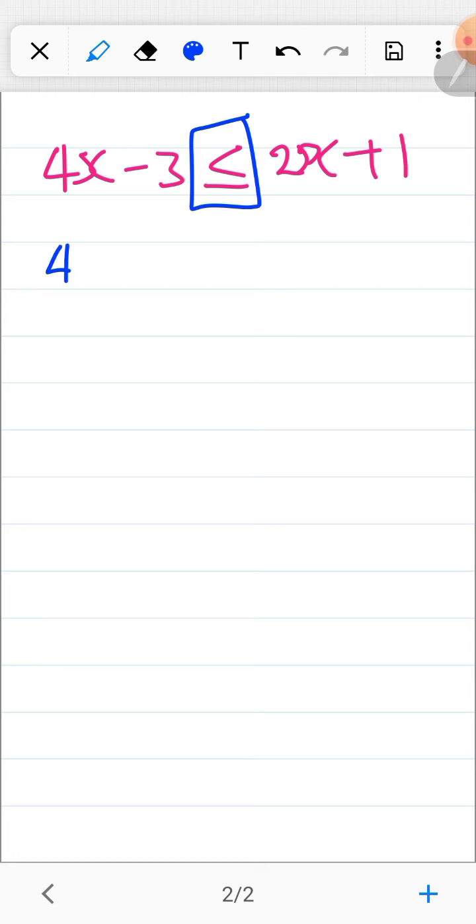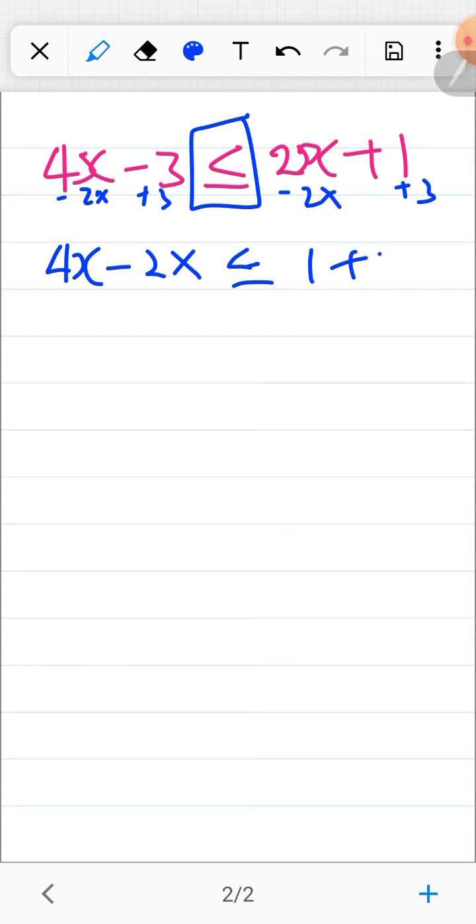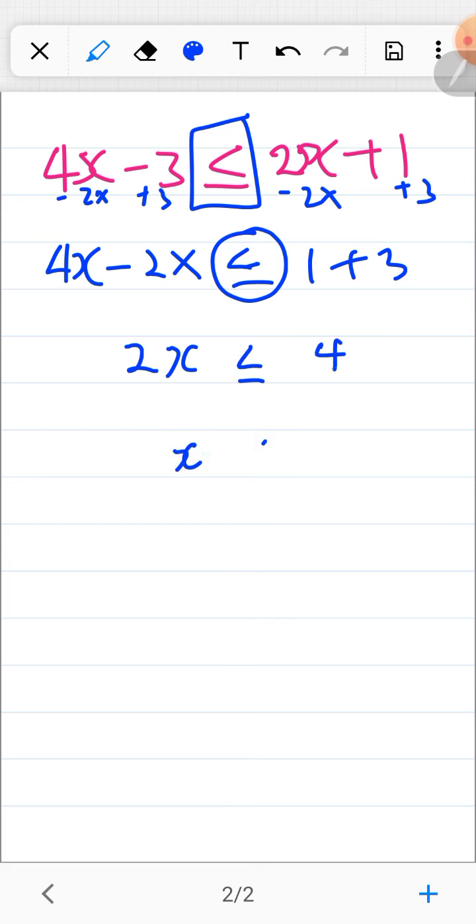So if I'm solving it as a linear equation, I'll start by collecting like terms. The x goes this way, so I have 4x minus 2x, and then the 3 will go that way. That's less or equal to 1 plus 3. So I'm treating it as a linear equation, just looking at this as an equal sign, even if it was just less or greater. So this will be 2x less or equal to 4. If I divide by 2, I have x less or equal to 2.